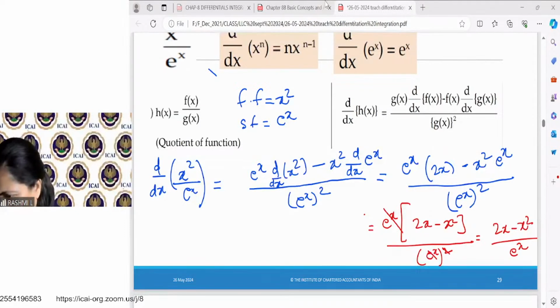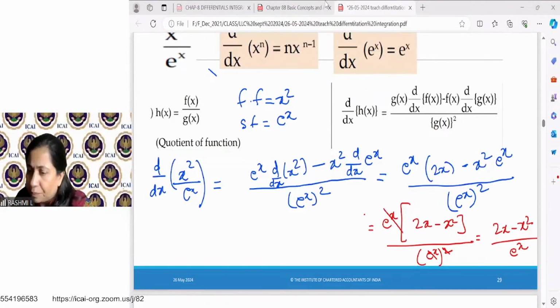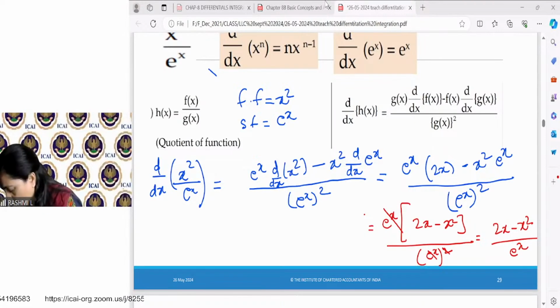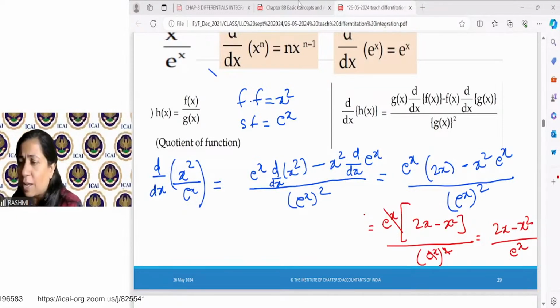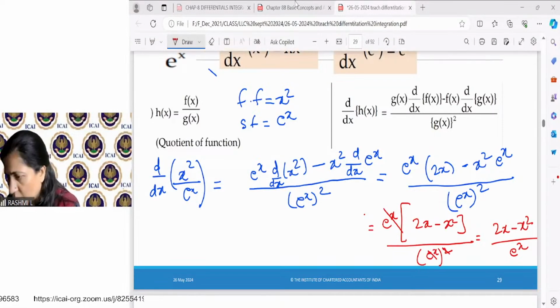Yes, Anushka. Yes, very well, Anushka. So what you have to do is keep practicing. Once you have practiced, you will not be afraid. You will be very sure that the answer you have got is correct.